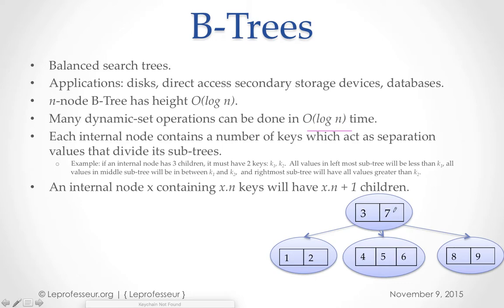Now, how many subtrees or how many children will it have? It will have 2 plus 1, okay, 3 children. Now in these 3 children, the leftmost subtree will have values less than 3. Now the middle subtree will have values greater than 3 and less than 7. Or in other words, the key values for the middle child would be greater than 3 and less than 7. Okay, and the rightmost would be greater than 7.